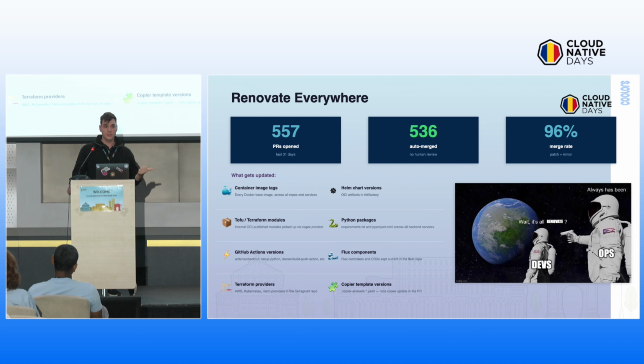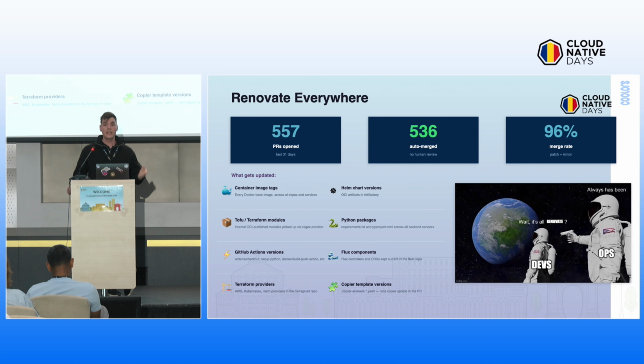Helm chart versions, we use OCI almost exclusively, so OCI Helm repositories are updated by Renovate. Tofu and Terraform modules, we publish our internal modules as OCI artifacts in Artifactory, and then we reference those. We created a custom Renovate regex manager for that, so Renovate can pick them up as well. Python packages in your requirements.txt or pyproject.toml, Renovate handles that. GitHub Actions versions, Renovate handles that.